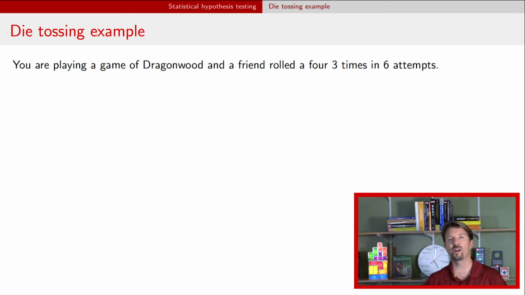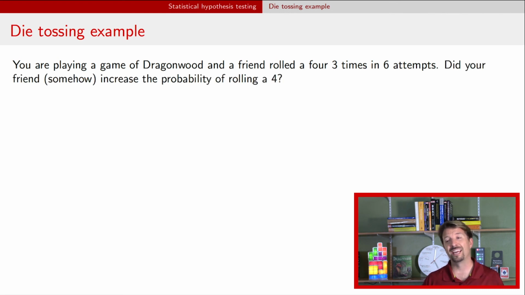And you want to say, well, what kind of evidence statistically is there that something might be going on? And in particular, you might have a particular alternative in mind. That is, you think your friend has done something perhaps to increase their chances of getting a 4. And so we might set this up in this way.